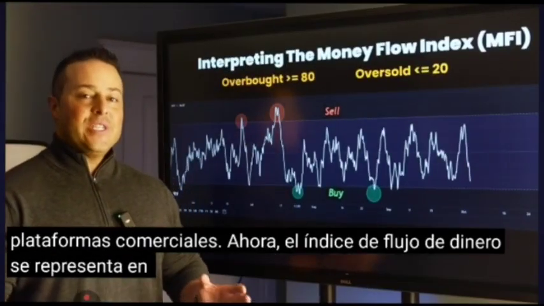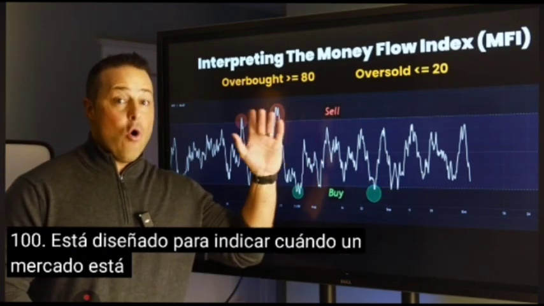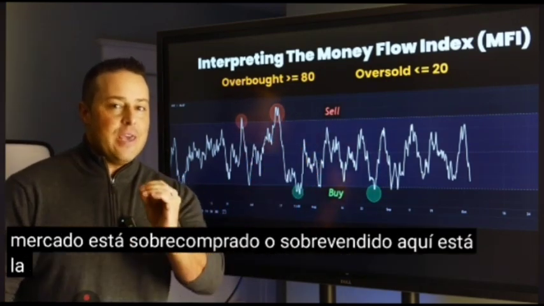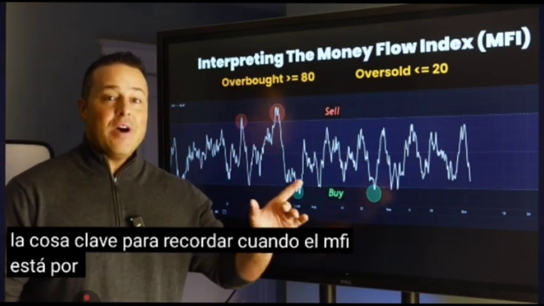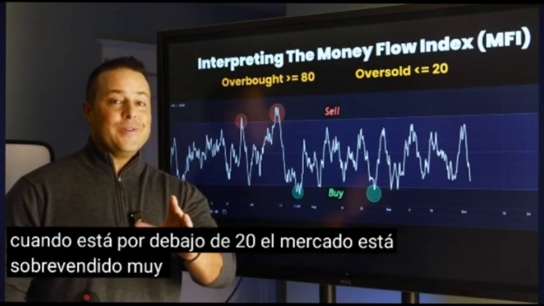Now, the money flow index is represented on a scale of 0 to 100. It is designed to indicate when a market is overbought or oversold. Here's the key thing to remember. When the MFI is above 80, the market is overbought. When it's below 20, the market is oversold.